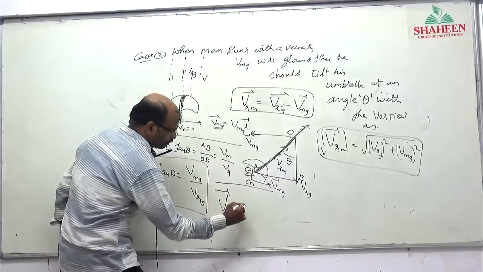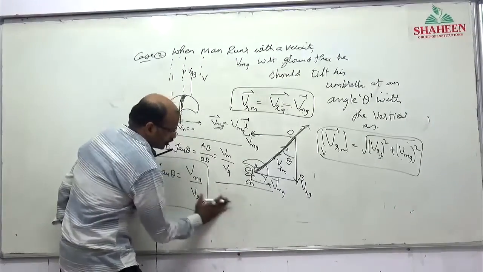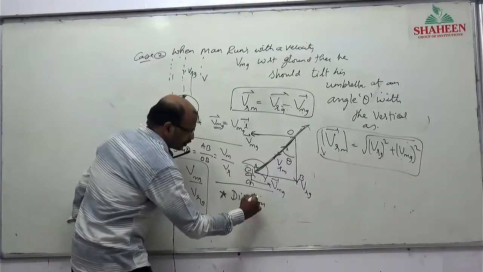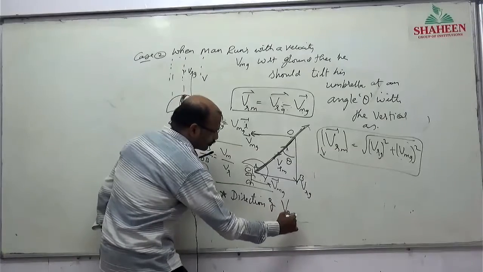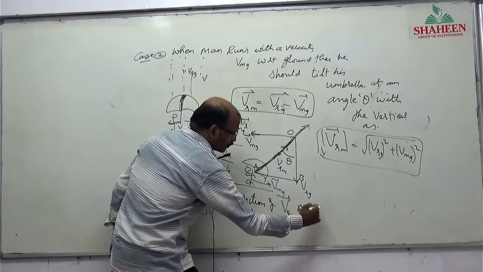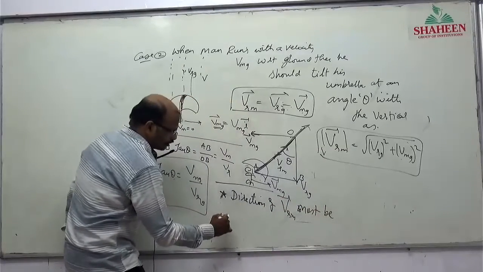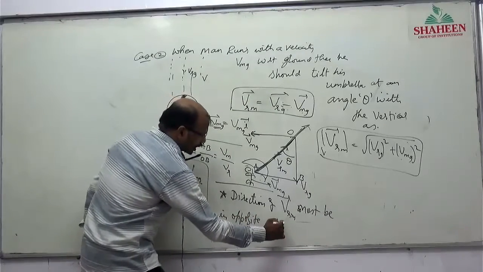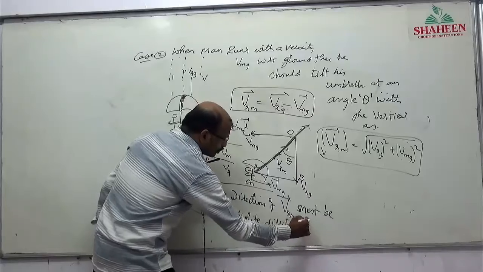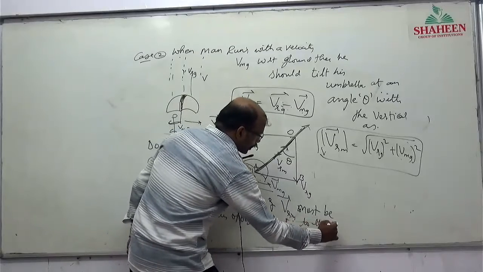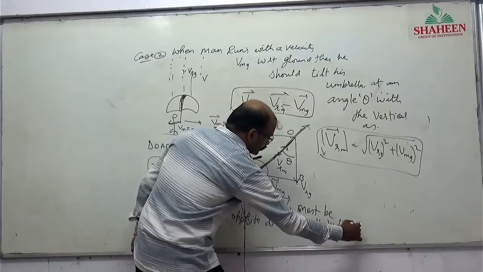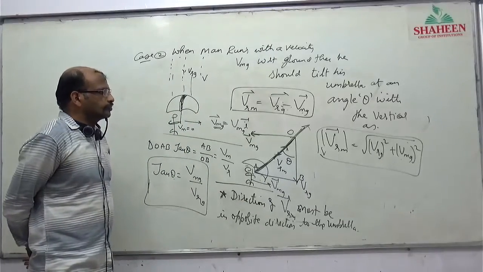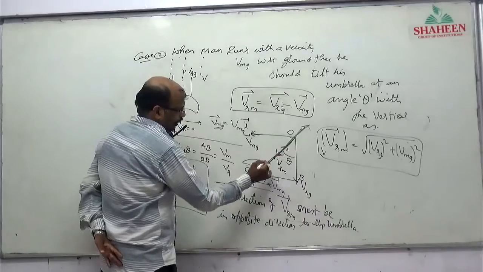Direction of Vrm. We can note this point, star mark. Direction of Vrm must be in opposite direction to the umbrella position. Vrm will come in this direction, the umbrella position is like this.